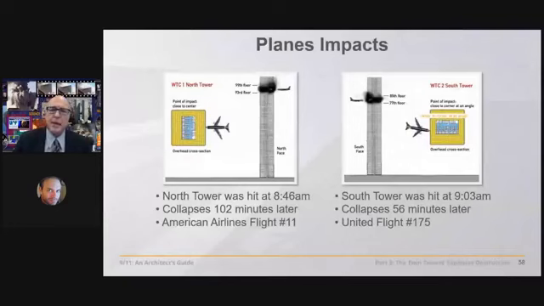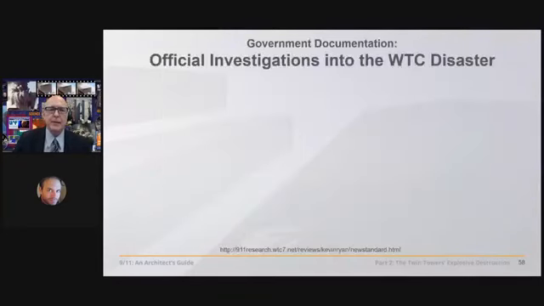Jumping to the South Tower, it was hit at 9 in the morning, and it collapses just an hour later, United 175. So the South Tower was hit about 30 stories down. The North Tower was hit about 15 stories down. We generally know the North Tower from the South Tower because of the antenna. A large 300 or 400-foot antenna is up there.